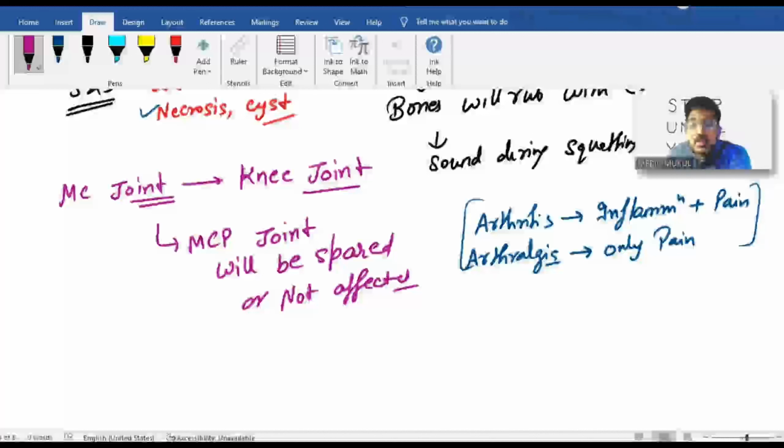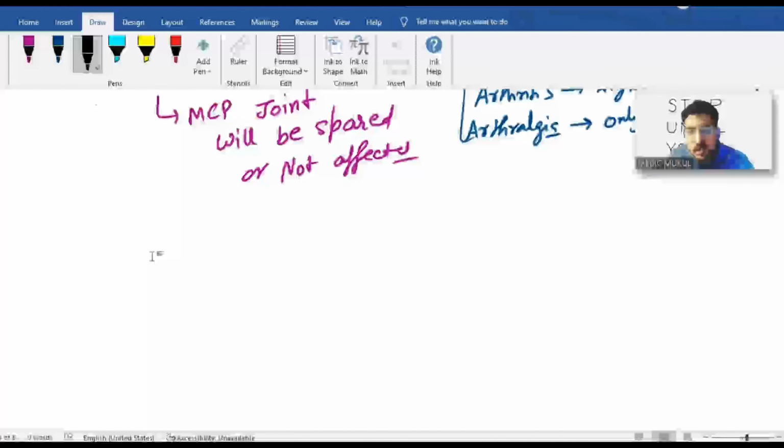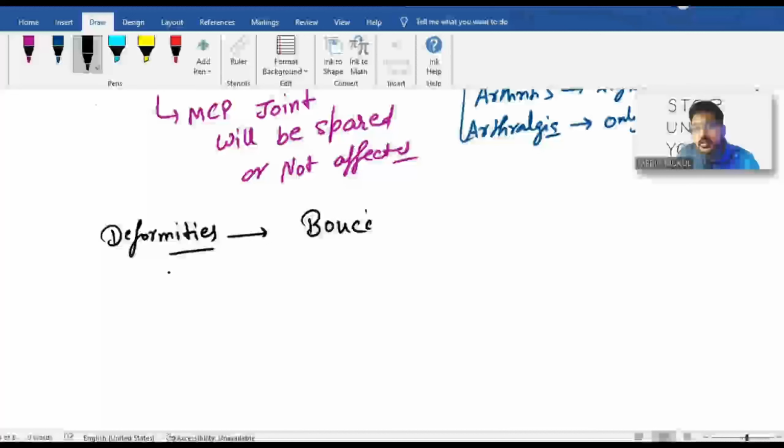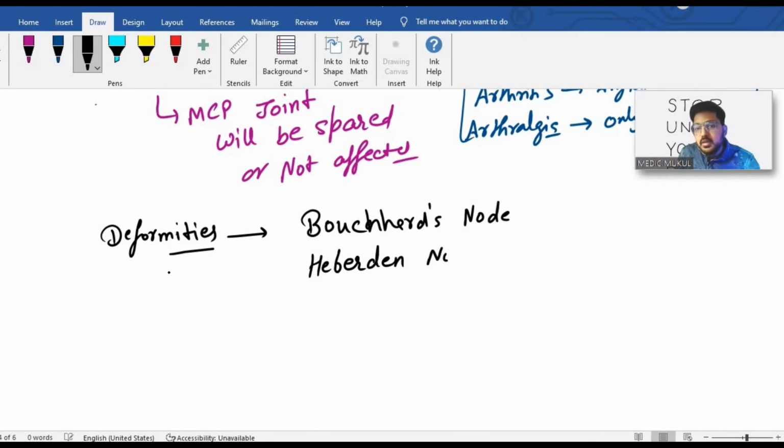Due to the degenerative process of the cartilage, there is rubbing, so joint space narrowing is also seen in these conditions. What deformities will we see? We will see Bouchard's nodes and Heberden's nodes. Bouchard means B, and B comes first, so proximal comes first: the proximal interphalangeal joint. Heberden's nodes are present at the DIP, the distal interphalangeal joint.